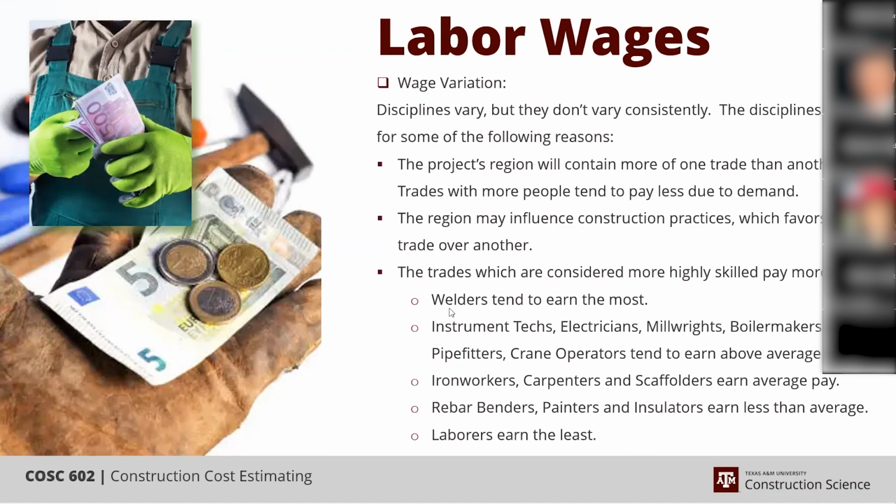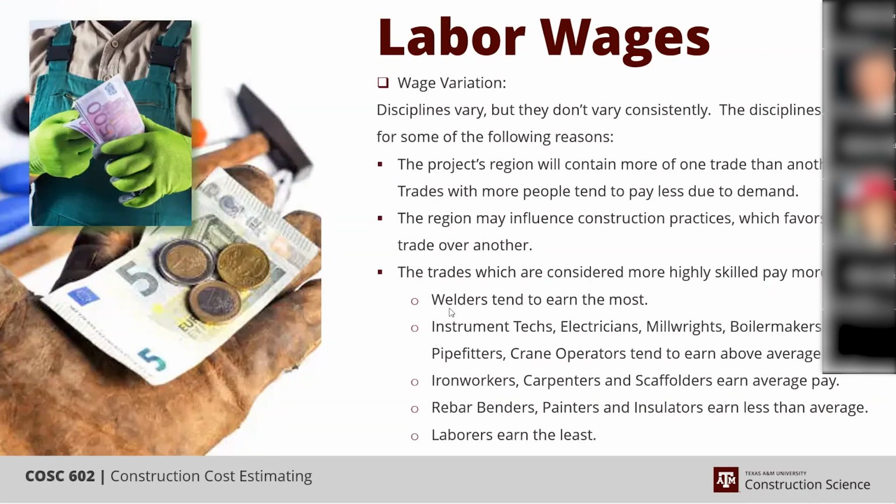medium size operators, equipment operators, they tend to earn about the average. Iron workers usually are somewhere in between the boilermakers, millwrights, and the carpenters. They actually earn a little bit more, but they kind of fluctuate. And then the rebar benders, painters, insulators, they earn less than average, and the laborers, the pure laborers, earn the least. So that's kind of the hierarchy and who gets what pay.